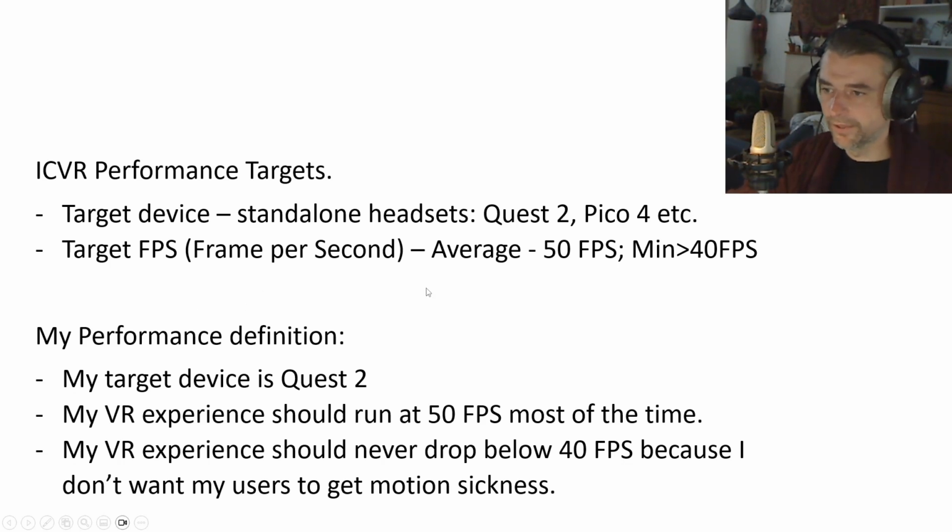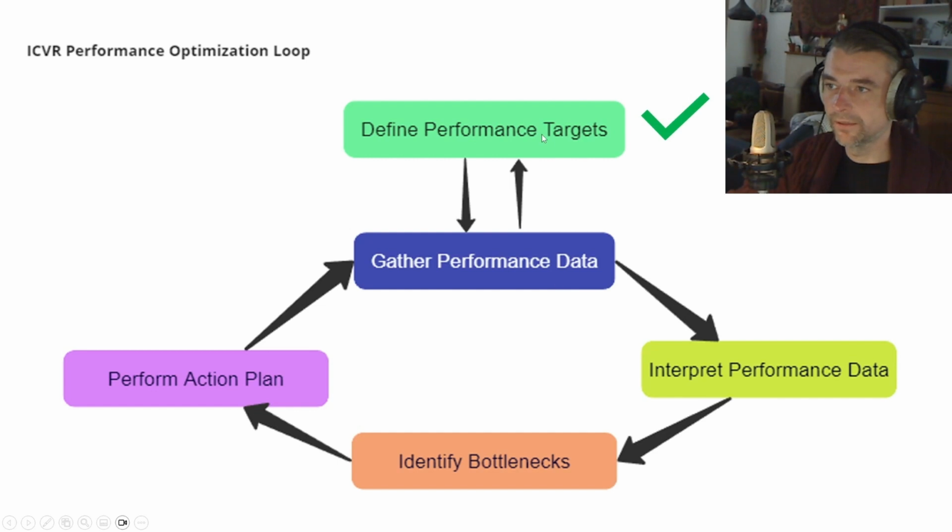So here is my performance definition. My target device is Quest 2. My VR experience should run at 50 FPS most of the time. My VR experience should never drop below 40 FPS because I don't want my users to get motion sickness. Okay, so we have our performance targets defined. So now let's go back to Unity and gather some performance data.